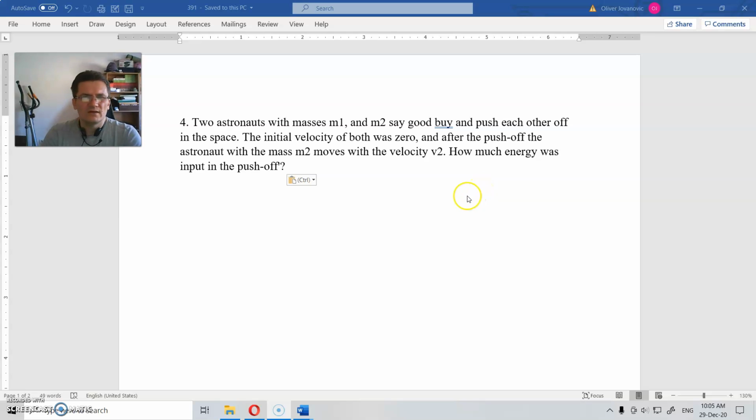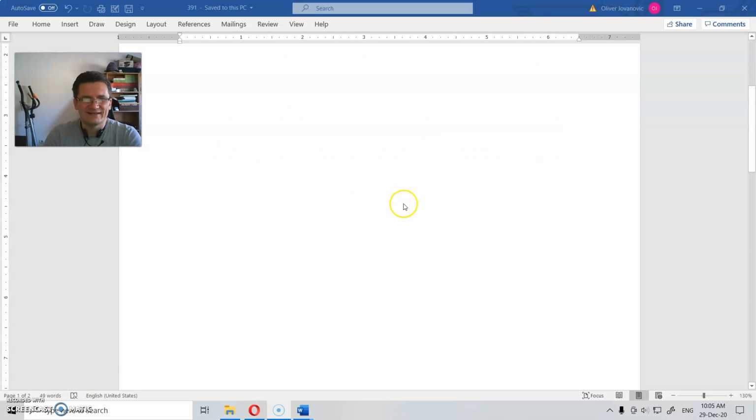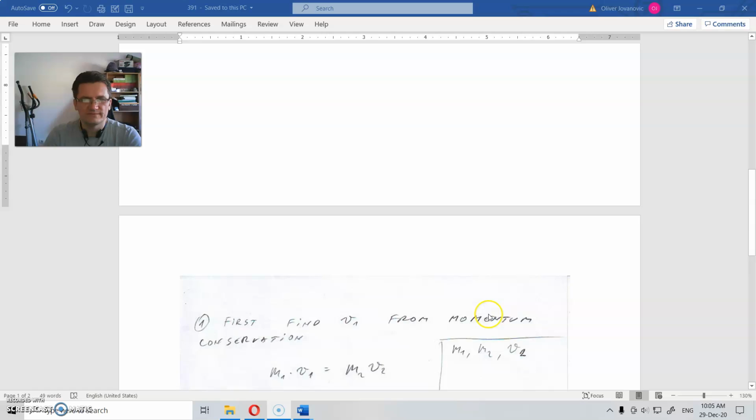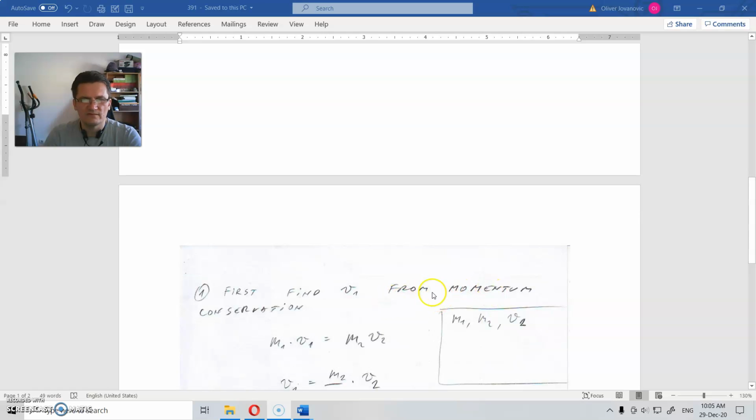Okay, so what do we know for sure? We know for sure that we have two masses m1 and m2, and we have velocity v2. First of all, we need to find velocity v1. Why? Well, because. Okay, and we find that from the momentum conservation. What is the meaning of this?